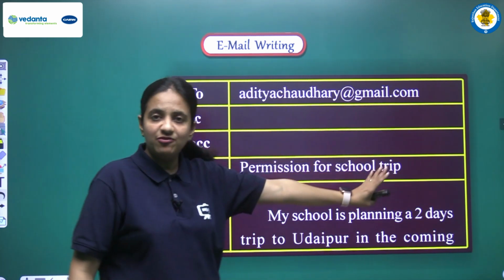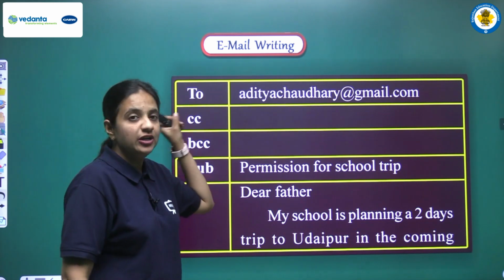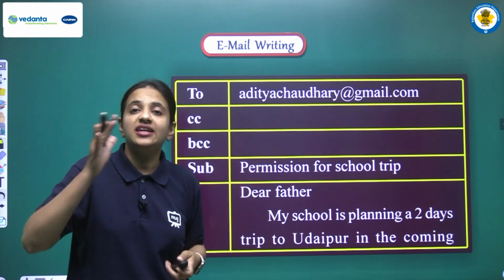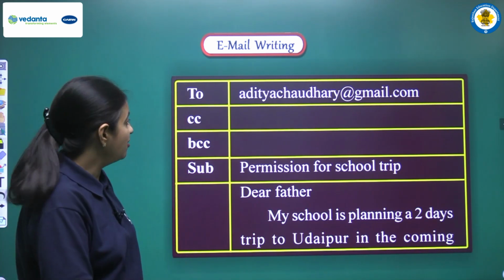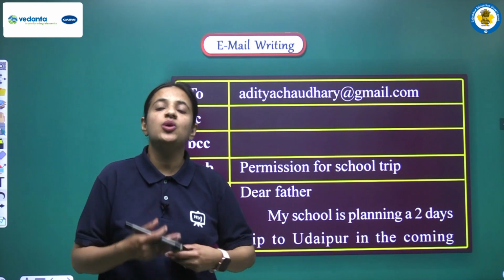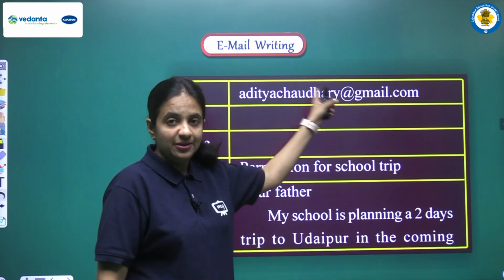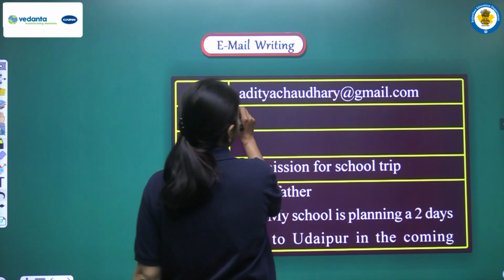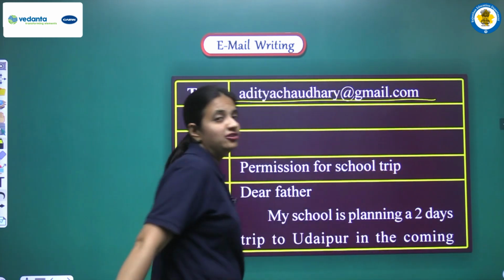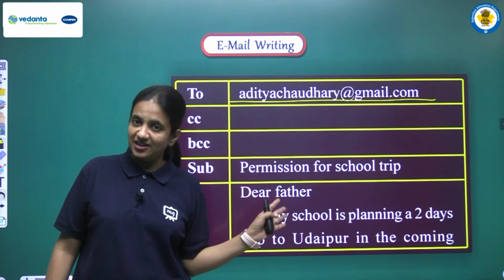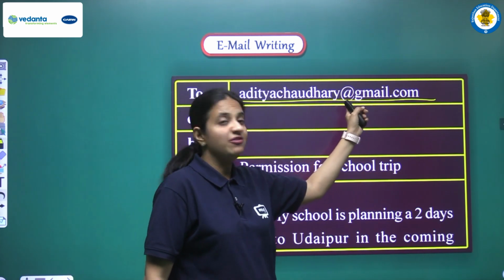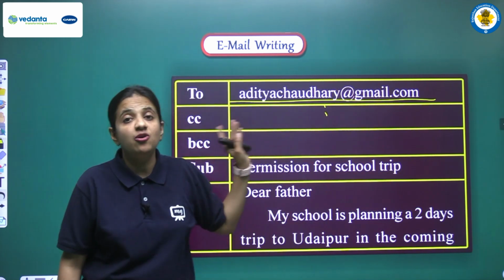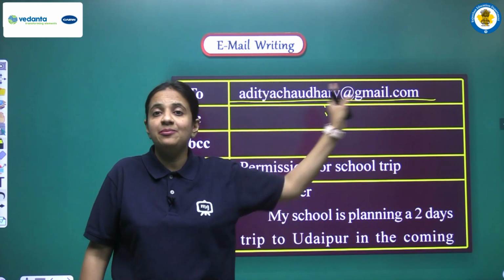So this is the structure that we have discussed already. First of all we have 'To', and in this column we have to write the email address of the person to whom we are writing the email. Clear? So now according to the question we have to write the email to our father. So here we are writing the email address: adityachaudhary@gmail.com. So students, we have discussed the email address also, how we can make the email address. We can write any name and after that we have to write @ and then we can write gmail.com or yahoo.com without any space. In this manner we can write an email address.